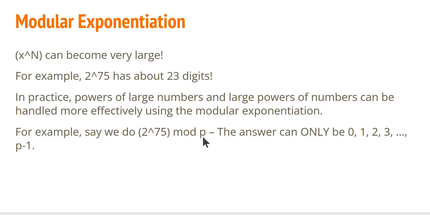The good thing with this is that once I do this modulo, the answer can be only 0, 1, 2, 3, until say p minus 1. So a large number becomes very small depending on the modulo. Now, the interesting bit is this: I do not have to calculate all of this upfront and then do a modulo. In fact, as part of the calculation itself, we can do the modulo.